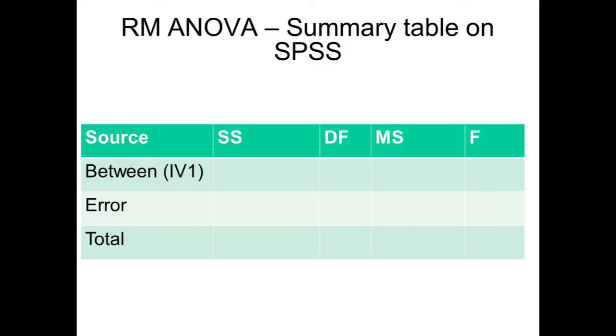It happens behind the scenes, so we do not have to worry about it at all. What is going to come out on SPSS is going to be the exact same as the one way: the variance due to your between variable, the error, and the total, except the error is going to be smaller than you thought it would be.